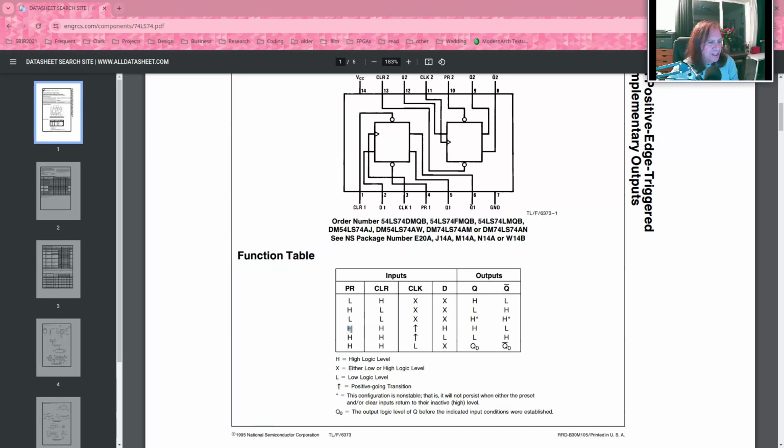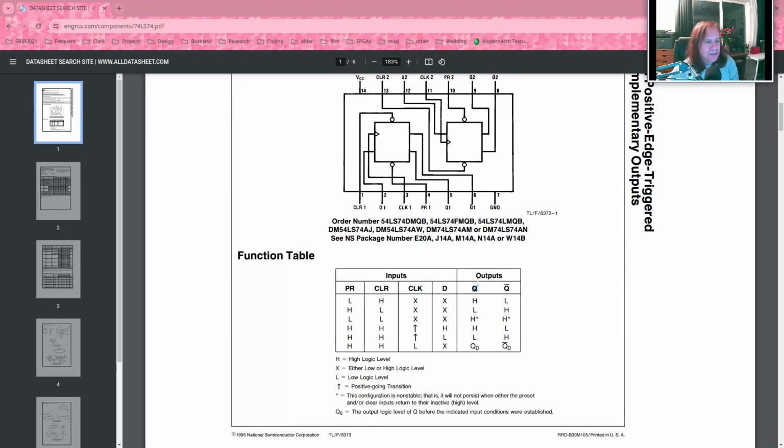Now, if the preset and clear inputs are both high, then we're neither presetting nor clearing the device. And now we can look at what happens when the clock ticks. So when the clock changes from 0 to high, if D is high, Q is high. If D is low, Q is low. And if the clock is low, then it doesn't matter what D is. The new value of Q is whatever the old value of Q is.